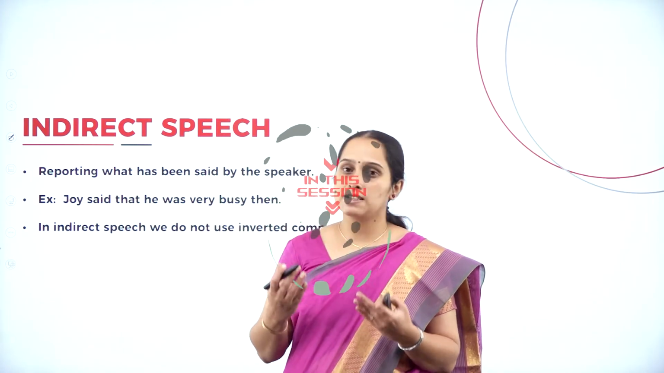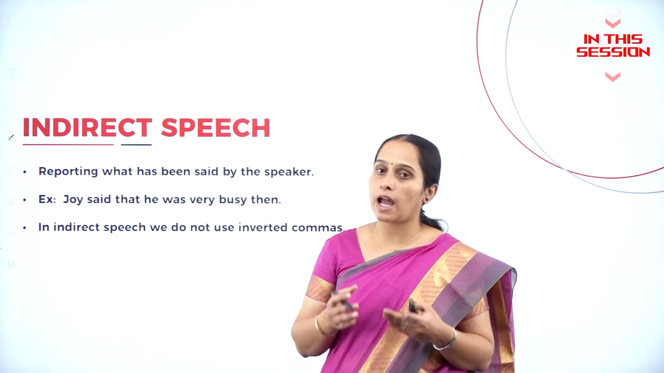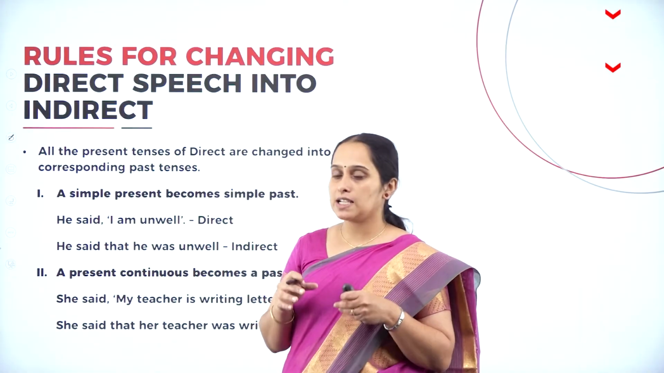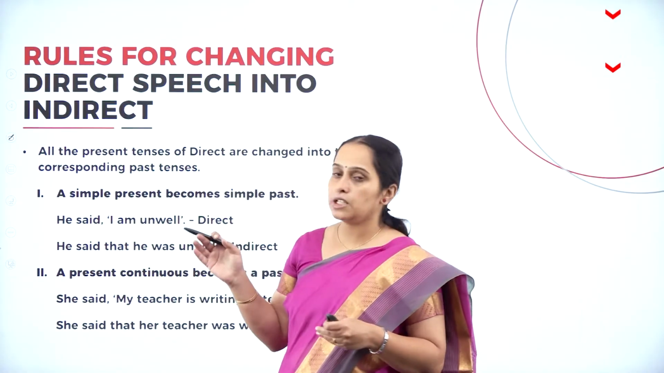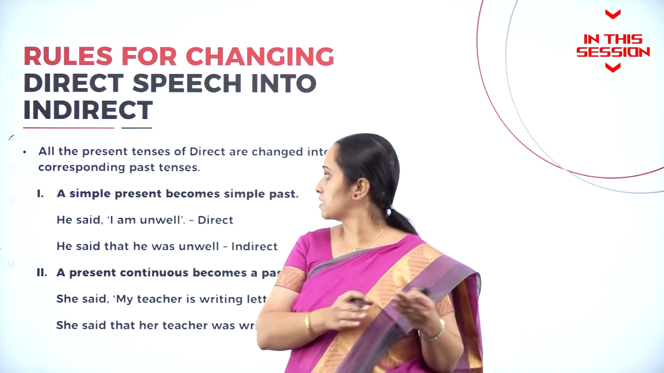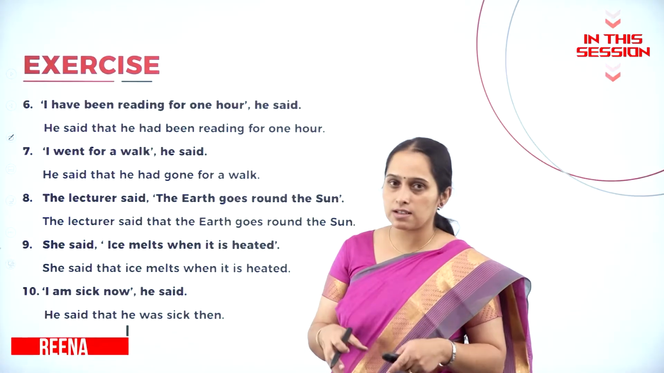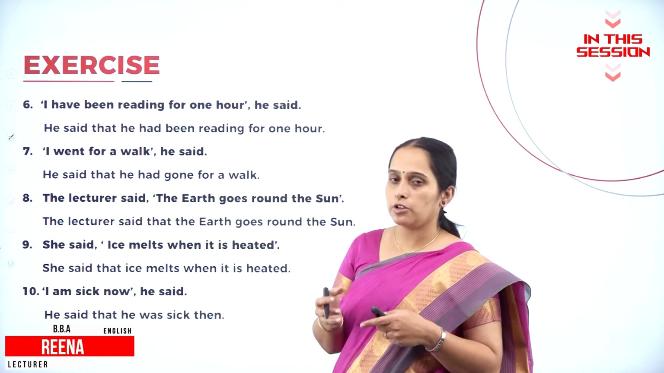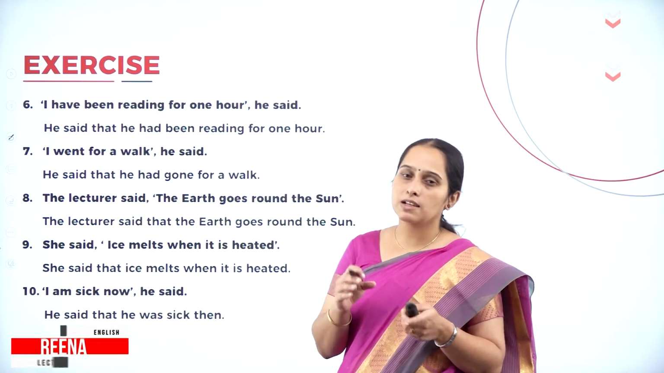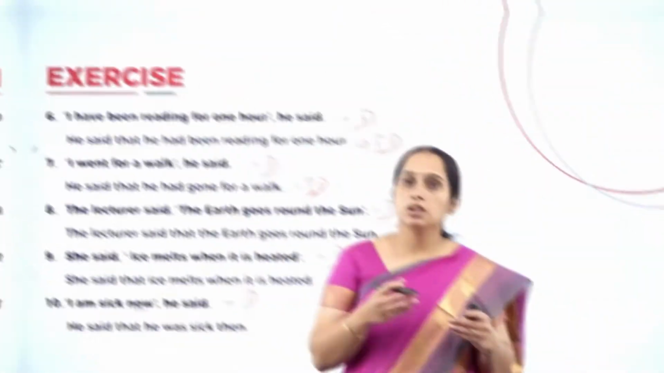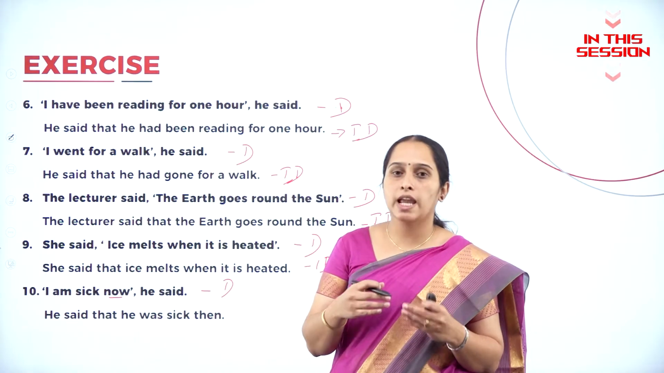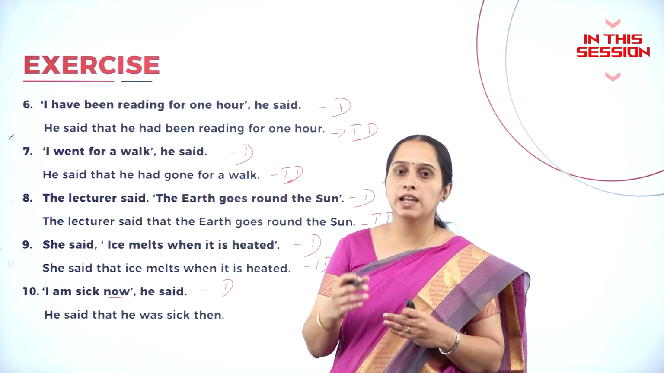Reporting what has been said by the speaker is known as indirect speech. All the present tenses of direct speech are changed into corresponding past tense. When you change the present continuous tense into past continuous tense, you have to use continuous tense. Only in some cases there will be little changes. When we change that into indirect speech, it should be changed into a word which indicates the distance.